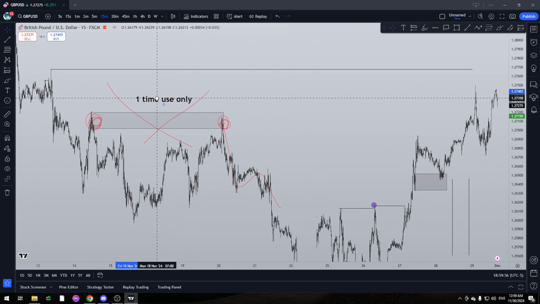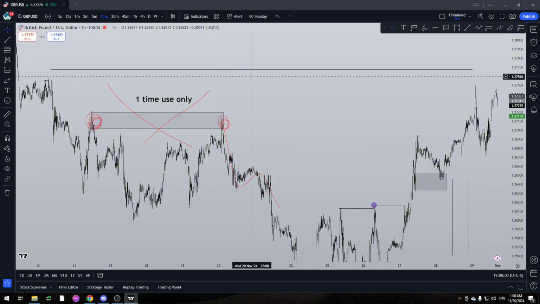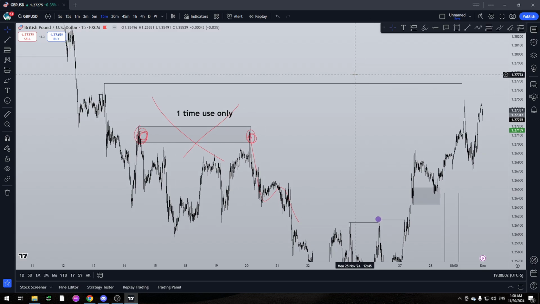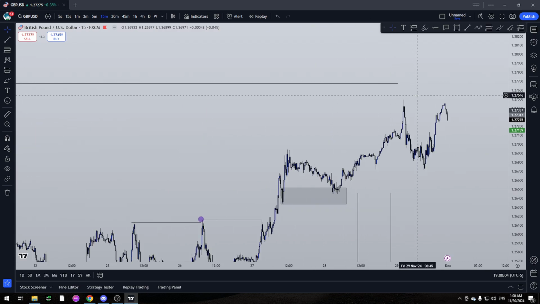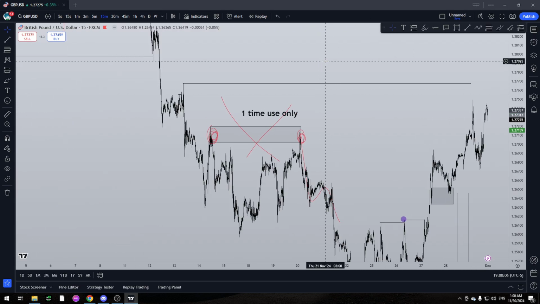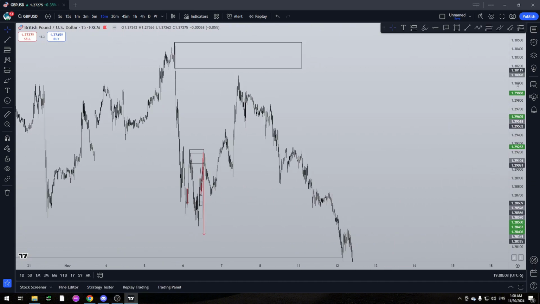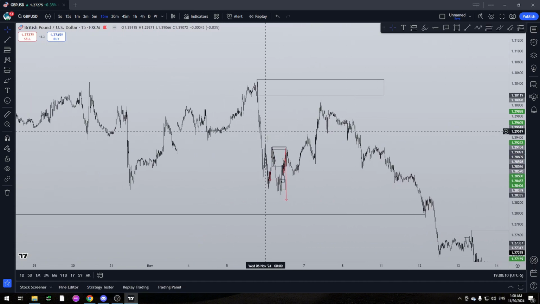You will not use the same toilet paper twice, right? That's kind of disgusting. Same with zones. You're not going to use the same zone twice because it doesn't work. Because I want to find a pretty good example so you guys can understand.